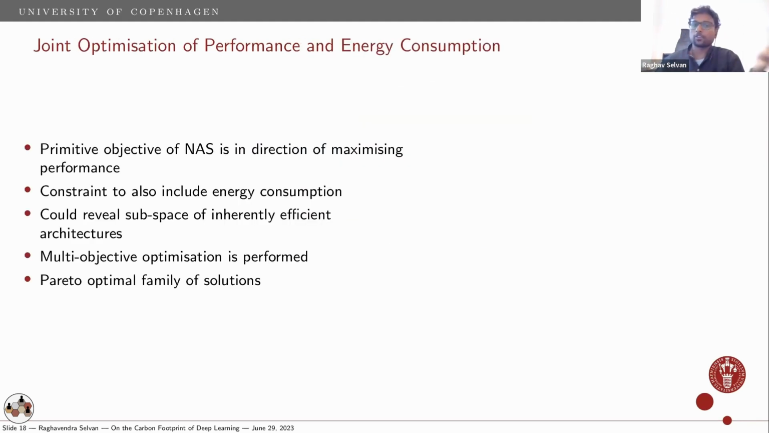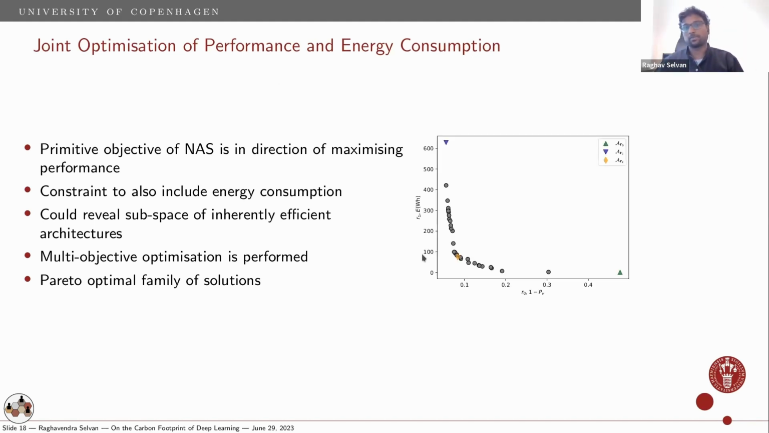Now, how do you then use this? Instead of using single objective optimization, saying only improve my performance, can you also include energy consumption? We do this in what is called multi-objective optimization, where you optimize both energy and performance, and then you look for models which have a good trade-off. This knee point is where you have a good trade-off. You get very good performance on this axis with very limited energy consumption.